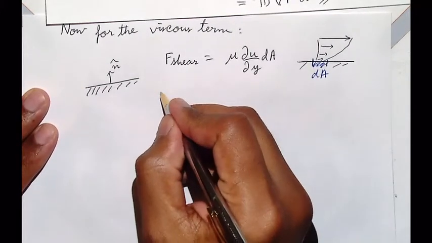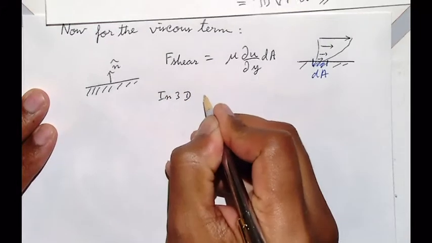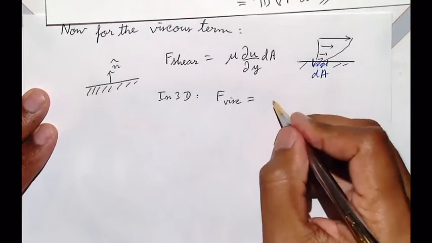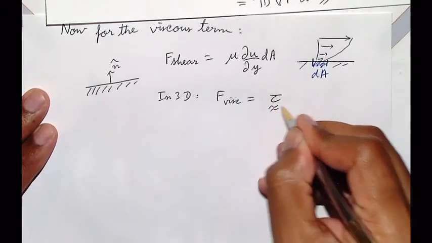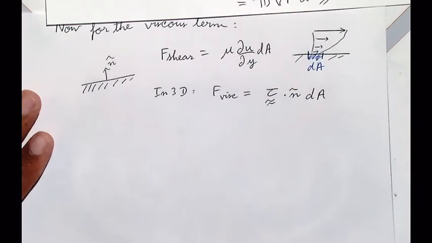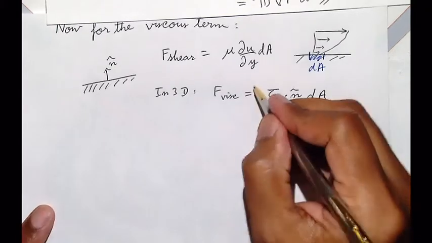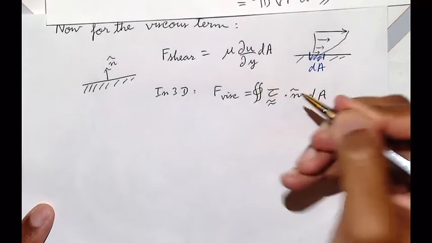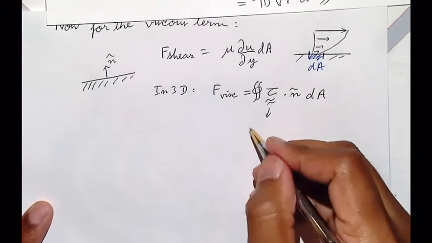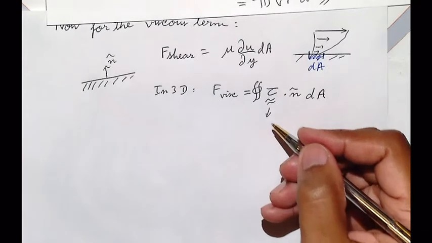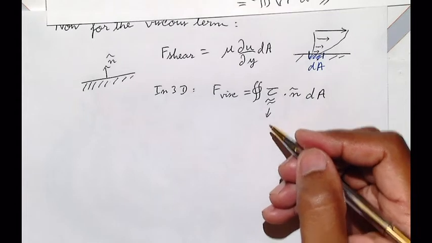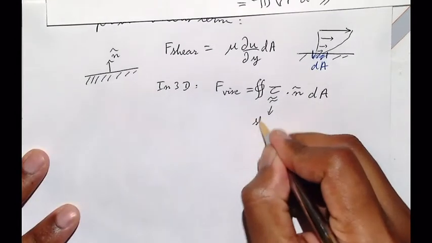So in 3D, F viscous is the tau tensor dot n dA, and we can integrate this over the surface. This is the anisotropic part of the stress tensor. What is the other name for this? Shear stress. Yes, this is the shear stress tensor.